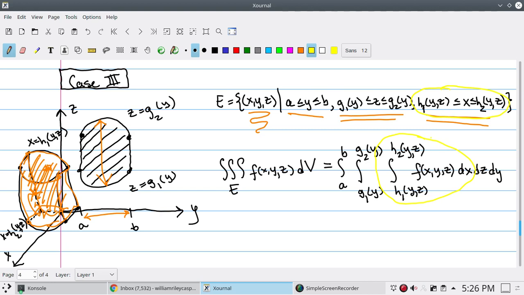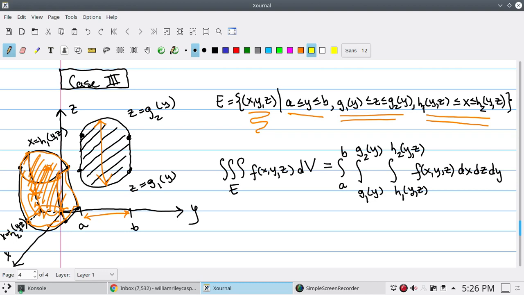And yes, it does. The middle integral, going from g1 of y to g2 of y, is the integral with respect to z, and that should be the z bounds. And that matches up. And finally, the outermost integral is an integral with respect to y. So a and b should be the y bounds, and that's what we're seeing in that set as well. And this is a very similar idea to what we were seeing before.